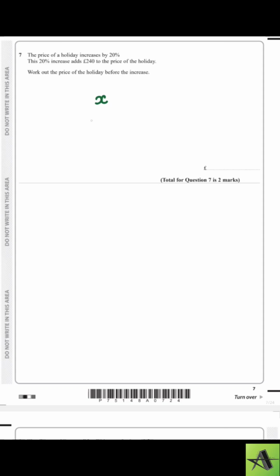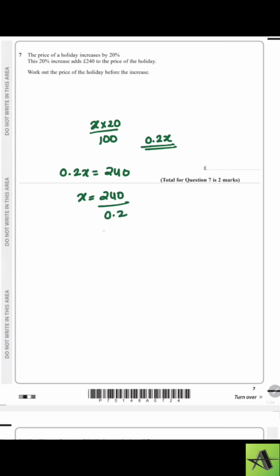So 20% of X is X into 20 over 100, which is 0.2x. That's it. Whatever be the value of the ticket, if you are finding the 20% of the ticket, that is actually equals to 240. So 20% of ticket is equals to 240. X is equals to 240 over 0.2, which is 1200. So answer is finally 1200 pounds. That's it.